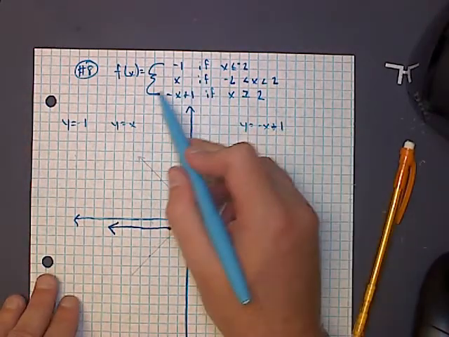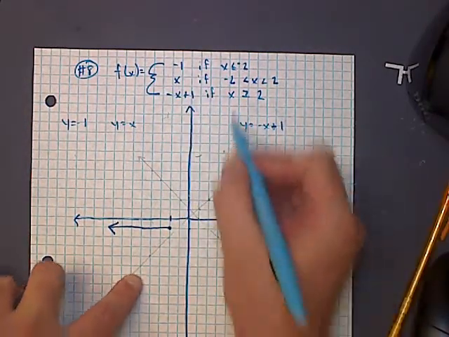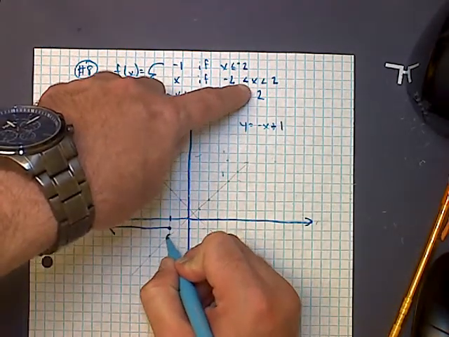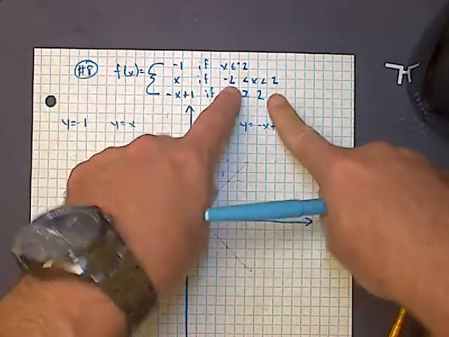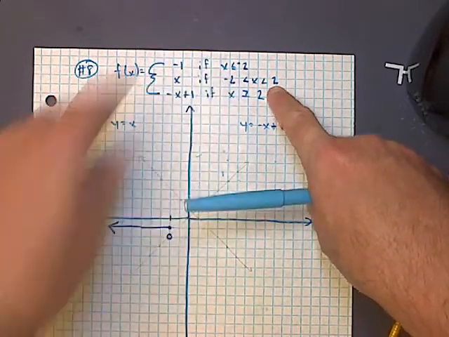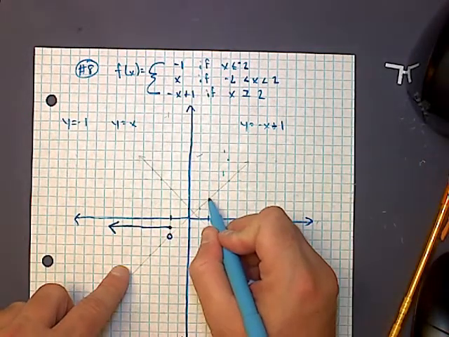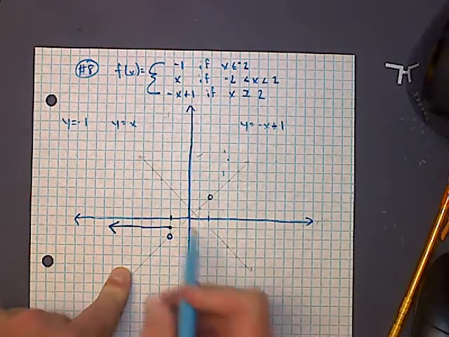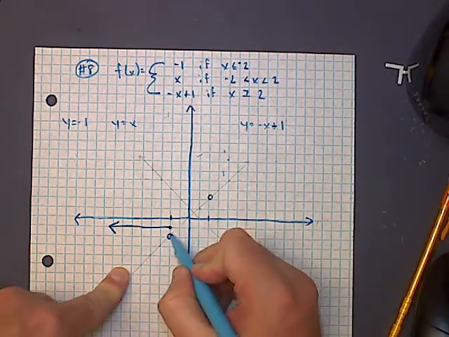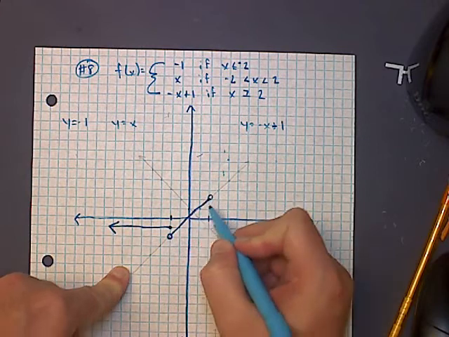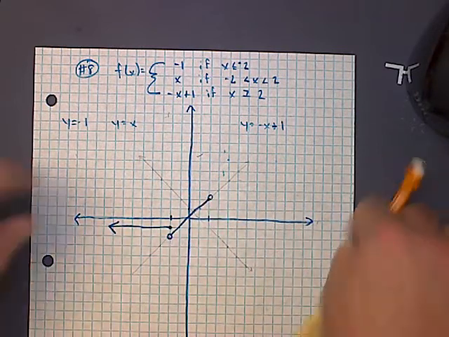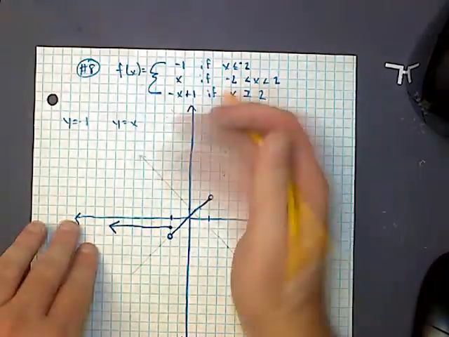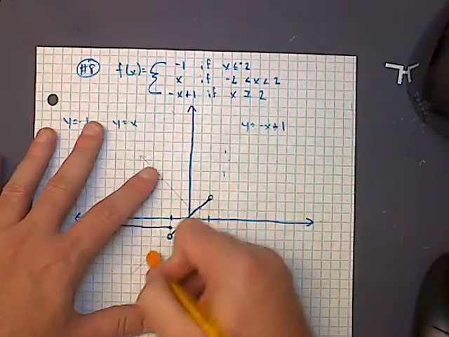Then you get on y equals x, which is here. At negative 2, I go down until I hit it. Open dot, because it's just less than. It means it's going to be between negative 2 and 2, the interval. Then I go over here to 2, go up to it. That's an open dot as well. I want the part of the function between negative 2 and 2, which is here. Erase this part of the graph. Erase this part.